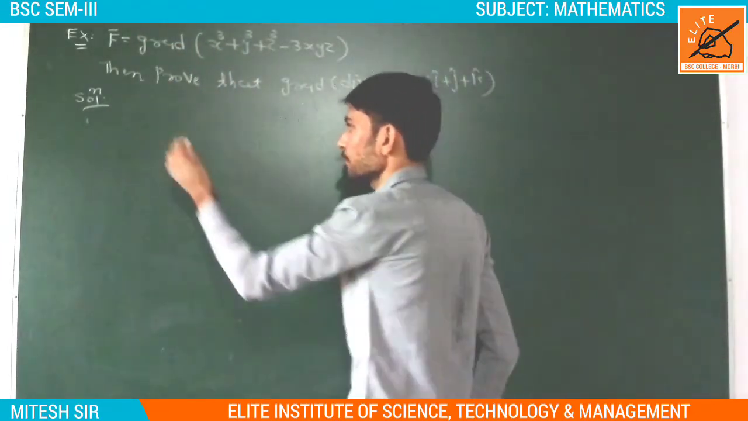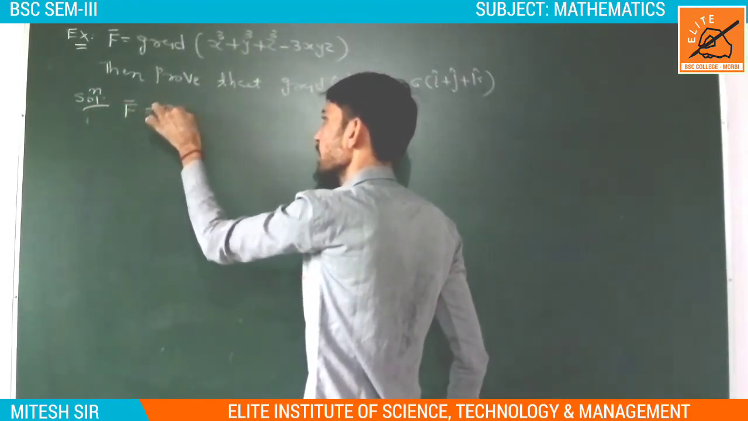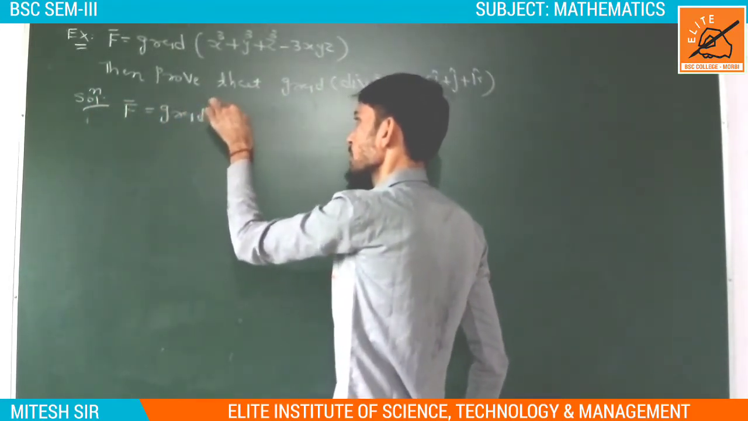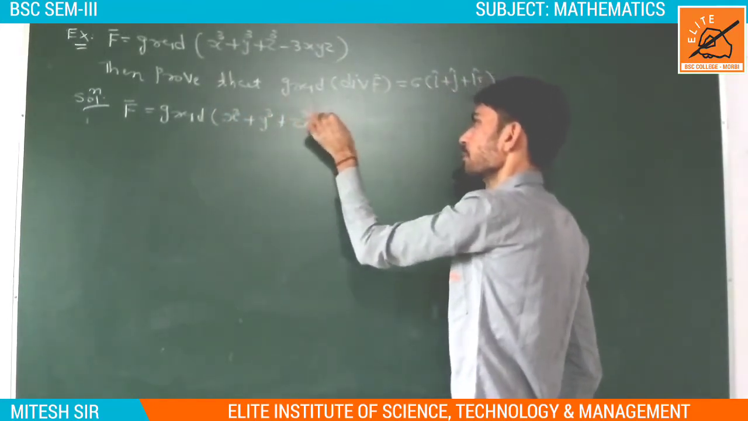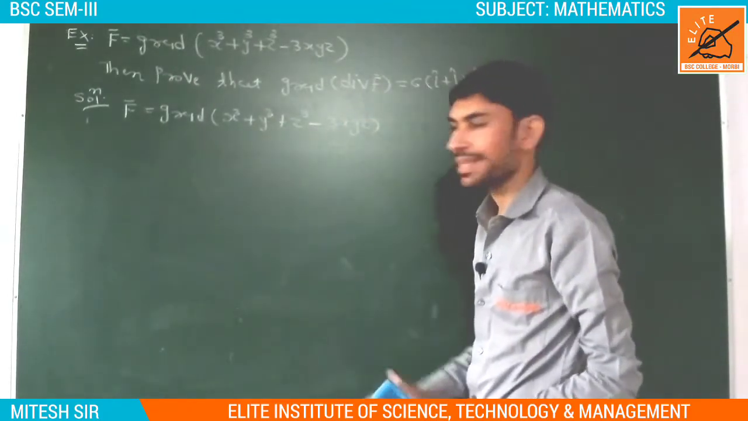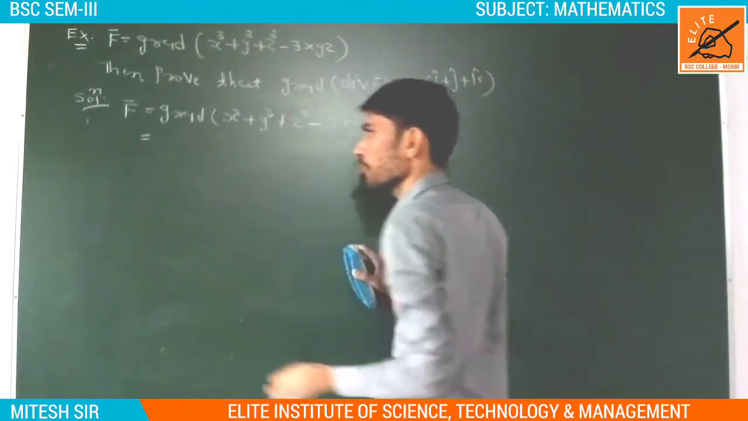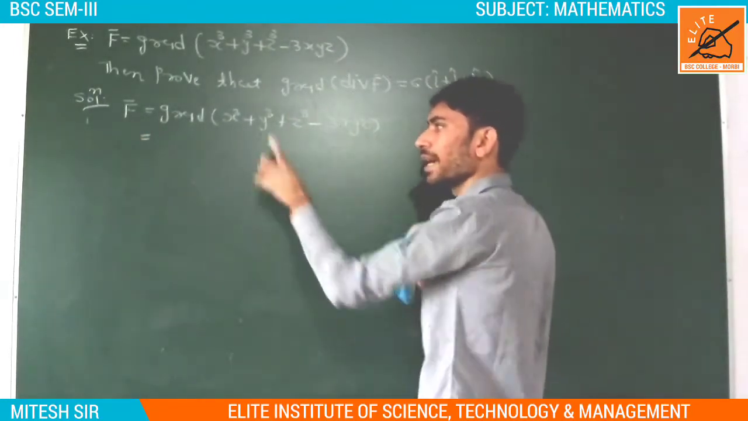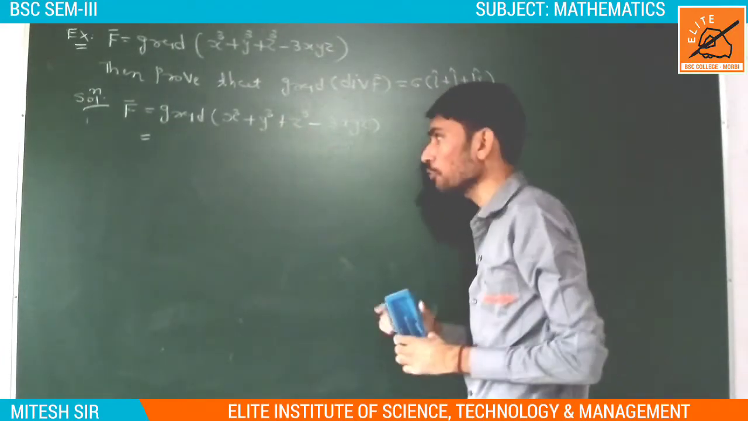So let's see the solution. We have given vector function f bar is equal to gradient of x cube plus y cube plus z cube minus 3xyz. First of all, here we find the gradient of this scalar function. So what is the gradient of the scalar function? Our formula is del phi by del x i cap plus del phi by del y j cap plus del phi by del z into k cap.